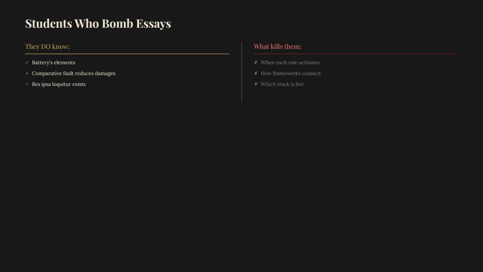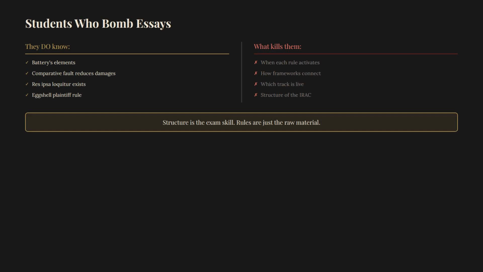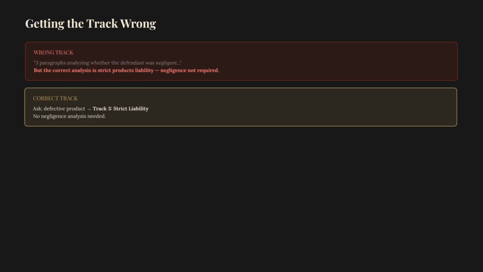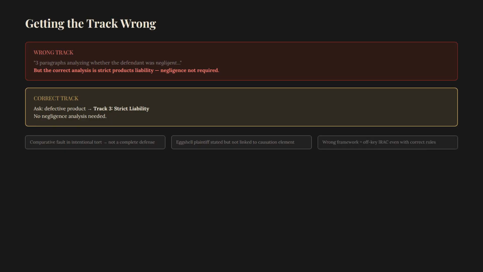The students who bomb torts essays almost always know the rules. They can recite Battery's elements, they know comparative fault reduces damages, they've heard of res ipsa. But knowing when each rule activates and how the frameworks connect to each other is what separates passing essays from failing ones. They'll spend 3 paragraphs analyzing whether a defendant was negligent, when the correct analysis is strict products liability, no negligence required. They'll discuss comparative fault in an intentional tort scenario where it doesn't apply as a complete defense. Structure is the exam skill, not the rules. Rules are just the raw material.